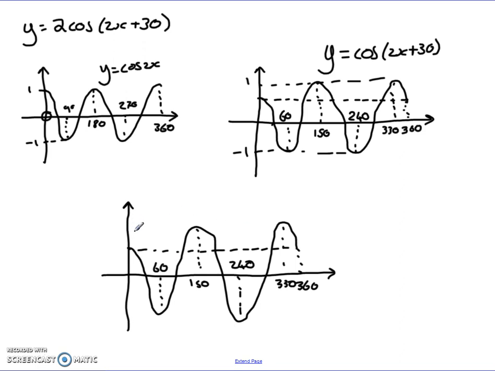The big change now is the height of our graph. So the maximum and minimum, 2 cos x. So what that does is stretch it out and make the maximum and minimum go from 2 to negative 2. Final thing, always do this at the end. Make sure you label it. Tell them what you've plotted. So in this case, I've plotted 2 cos of (2x plus 30).